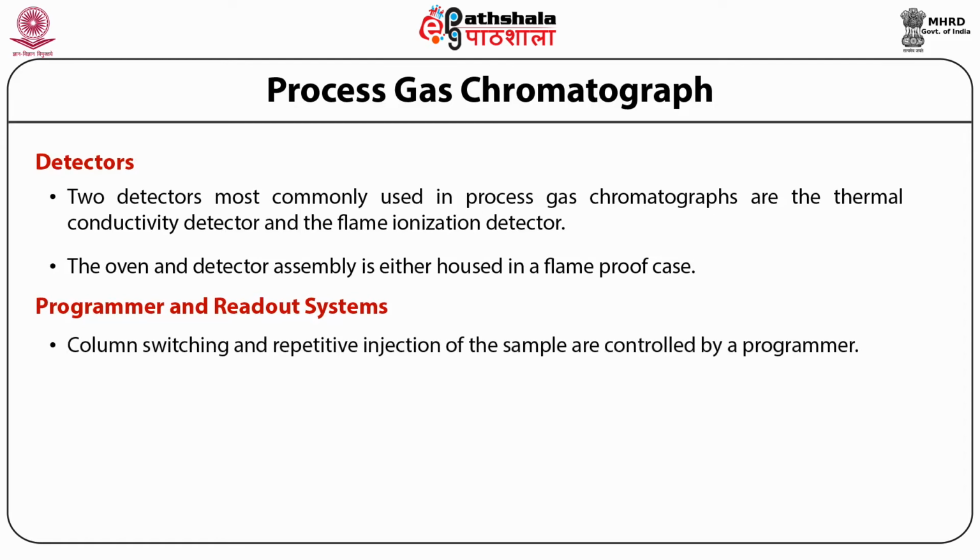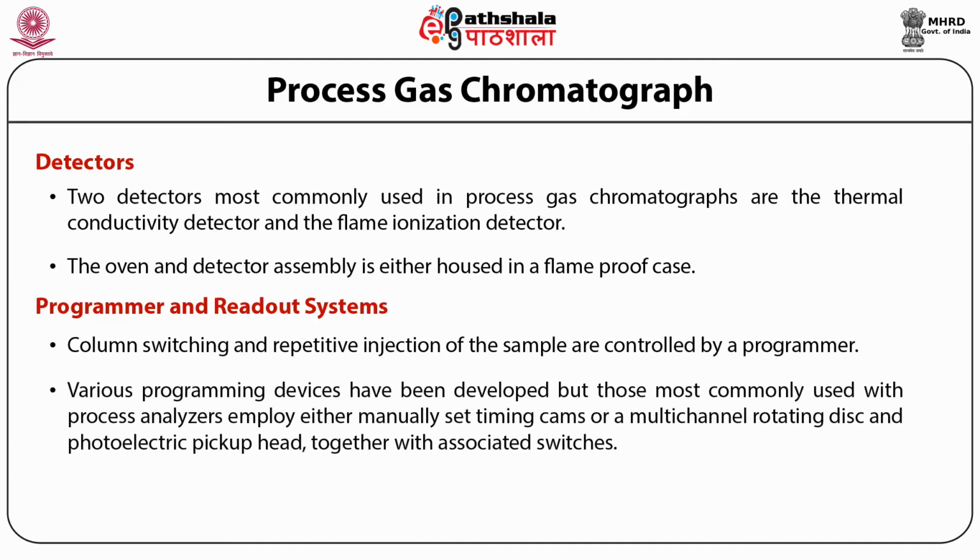Column switching and repetitive injection of the sample are controlled by a programmer. This sequencing or timing device also presets the signal attenuation for each peak, controls the operation of the recorder, and automatically re-zeros the baseline prior to each analysis. Various programming devices have been developed, but those most commonly used with process analyzers employ either manually set timings, cams, or a multi-channel rotating disc and photoelectric pickup head together with associated switches.